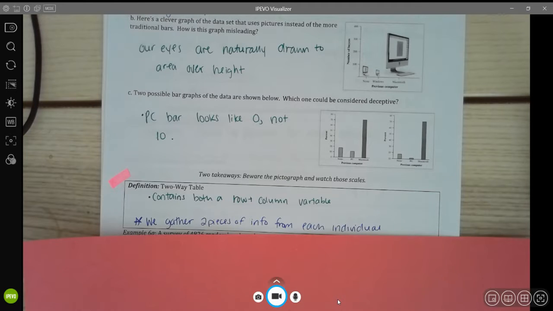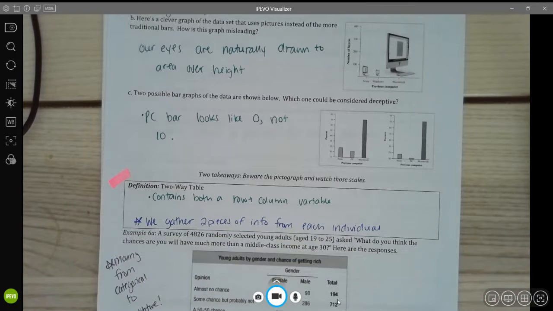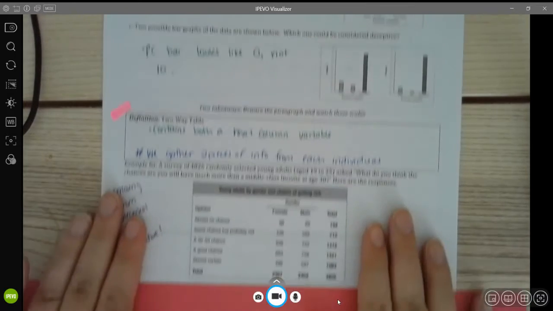The first way we can display quantitative data is in a two-way table. A two-way table has two variables, a row and a column variable. Essentially, we are going to gather two different pieces of information from each individual. So you've got one individual, and you are going to gather two different pieces of information from them. Let's talk about this example here.